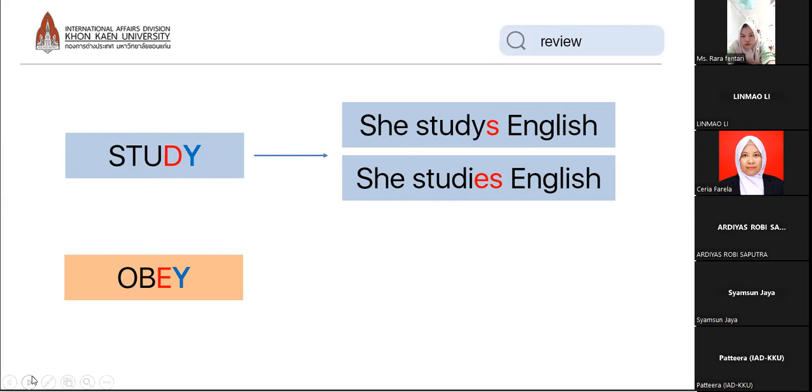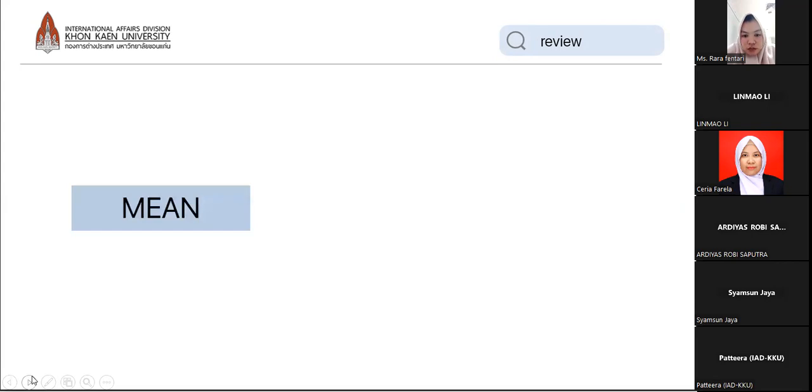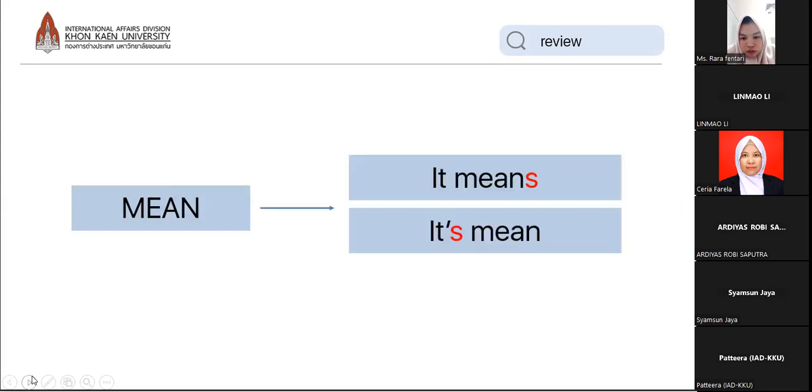But what about obey? Which one? In the top, because it's a vowel. If there is a vowel, we use s only. Okay, that's the thing. So now what about this? Example, please.